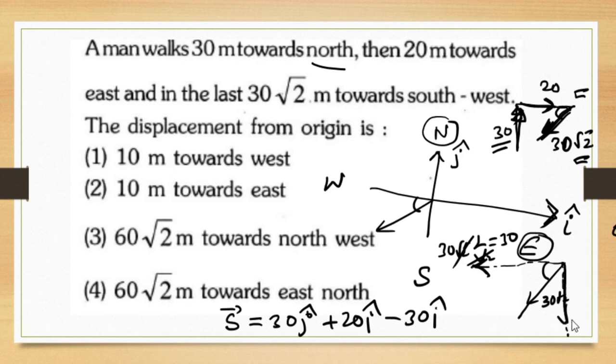Exactly that way this also will be 30 root 2 sin 45, it means that is also 30 only, so minus 30 j cap. Why minus? Because it is downward and I have taken positive in upward.